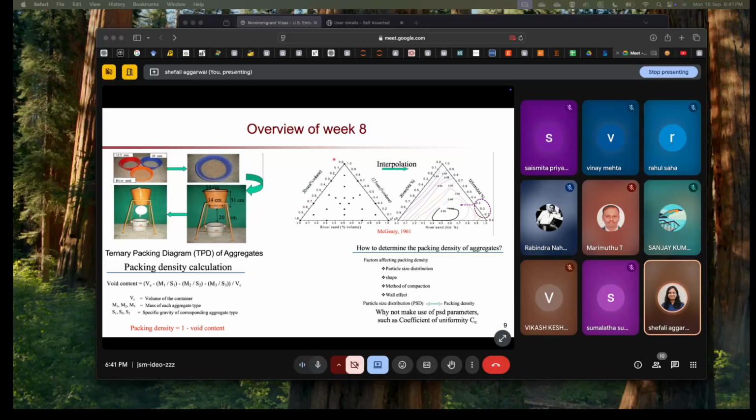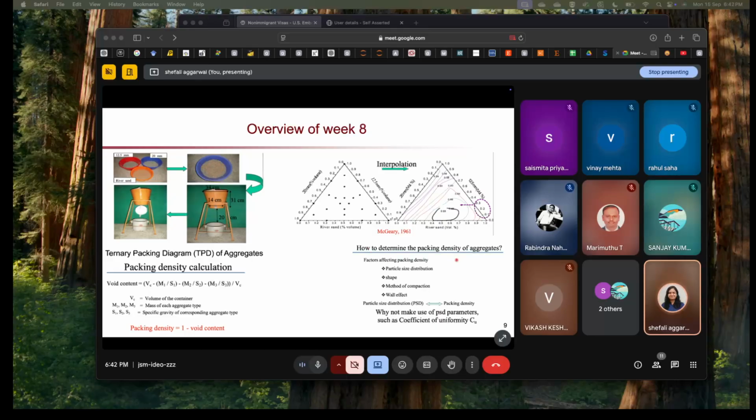Three types of aggregates: 20 mm, 12.5 mm and reverse sand, and what are the different values we are getting. From that we will get the contour map. So from here you can get exactly wherever you are getting your maximum packing density, that will be your optimum mix for aggregates. Okay, so how to determine the packing density?